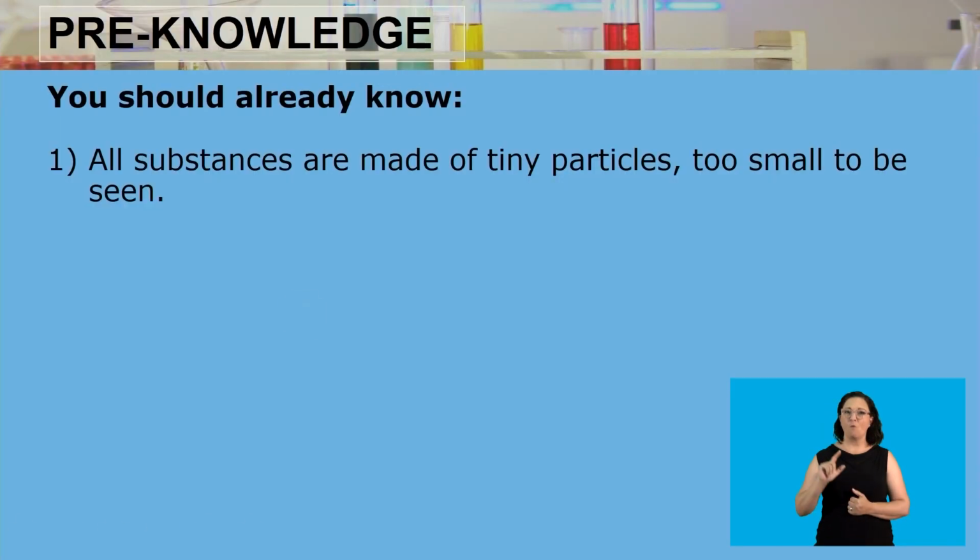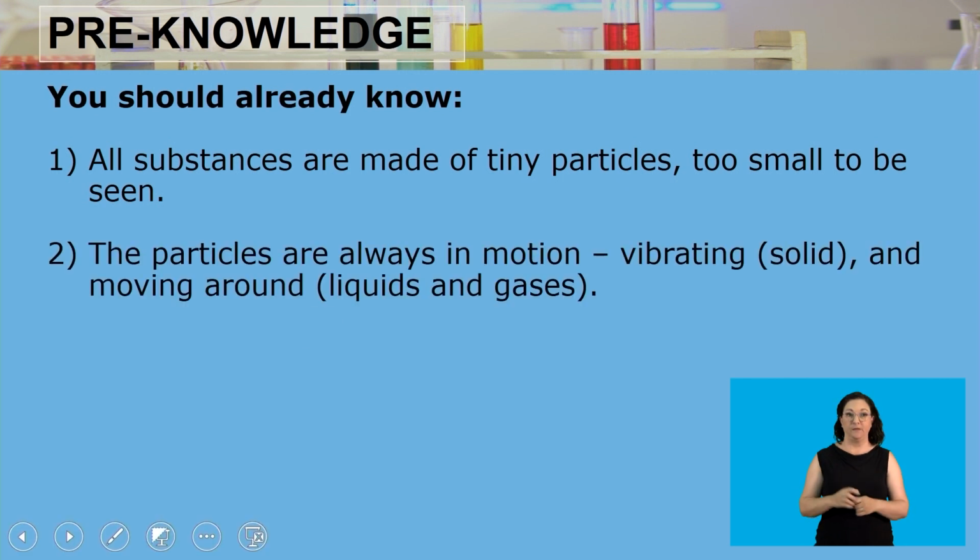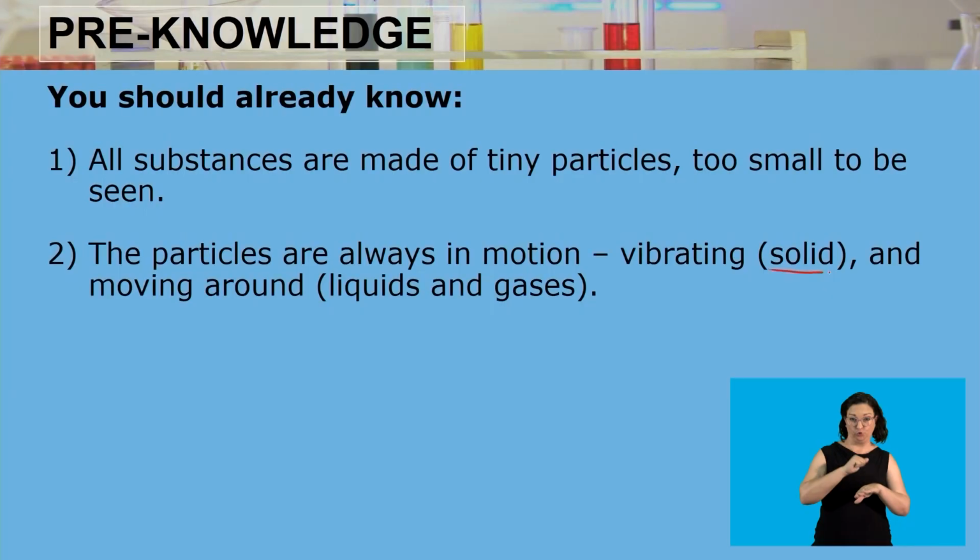So now, things that we already know about pressure and other things relating to pressure are, number one, we know that all substances are made up of tiny particles, and those particles are too small to be seen even by our naked eye. Number two, we also know that the particles are always in motion. So that means if we have a solid, the particles making up the solid are always vibrating. And if we have either a liquid or a gas, then those particles are always moving around chaotically in the container that is given.